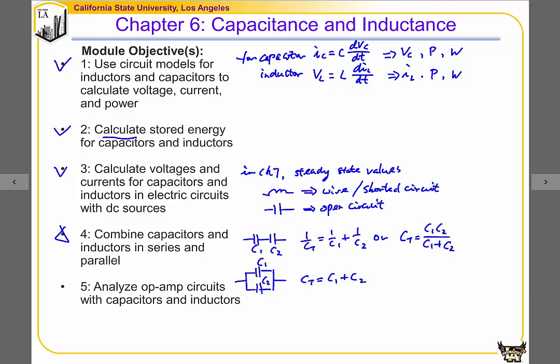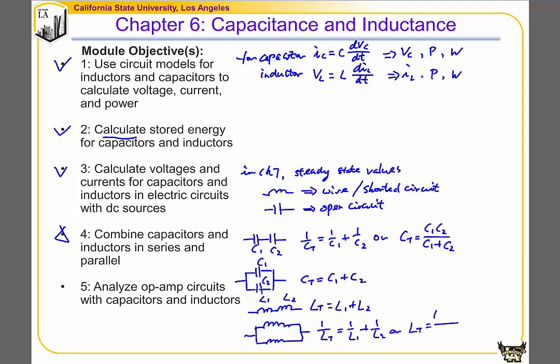For inductors, with two inductors in series, the total inductance is L1 plus L2. For inductors in parallel, 1 over Lt equals 1 over L1 plus 1 over L2, or Lt equals L1 times L2 over L1 plus L2. So these are the rules to simplify capacitor and inductor networks.